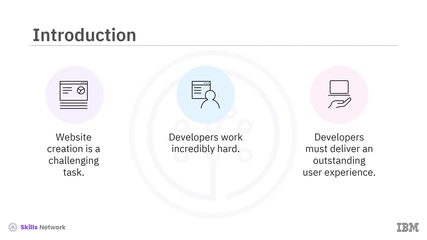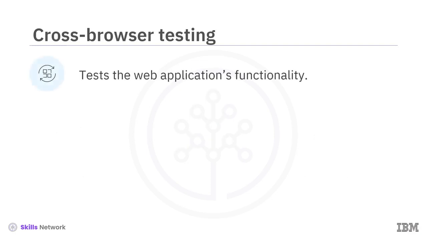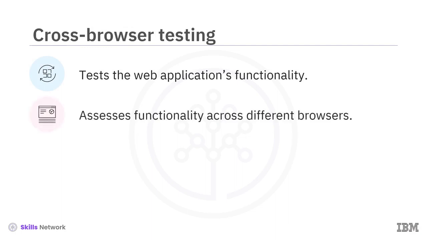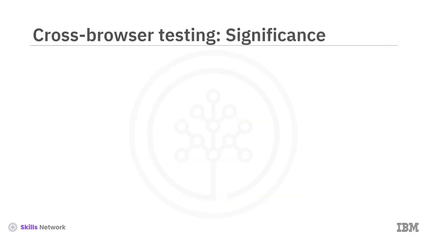Cross-browser testing ensures that users get better user accessibility and experience. Let's take a closer look at cross-browser testing. It's the process of testing a web application's functionality. It assesses how well your web application functions across different browsers on various devices. Furthermore, it also includes an accessibility check that determines whether the website is compatible with assistive technologies. No matter what device or browser your content is seen, the main goal of cross-browser testing is to guarantee a flawless experience for the end user.